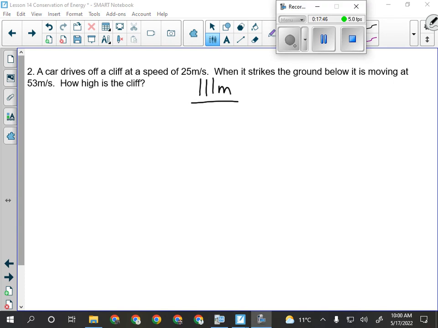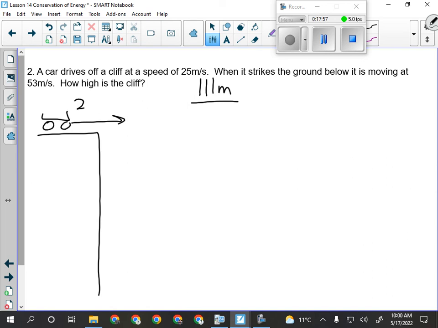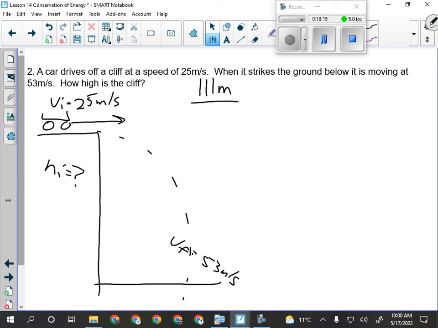So there's our cliff. That's a car. It's initially going 25 meters per second, and once it drives off the cliff, down to the ground, it's going 53 meters per second. So this is our VF, this is our VI. We're looking for the initial height. What's the final height? 0. Makes it a little bit easier.